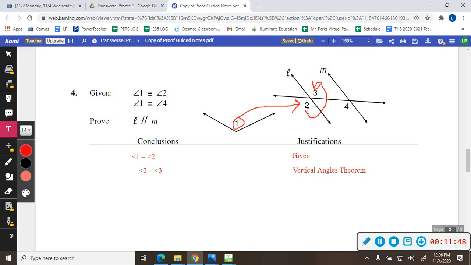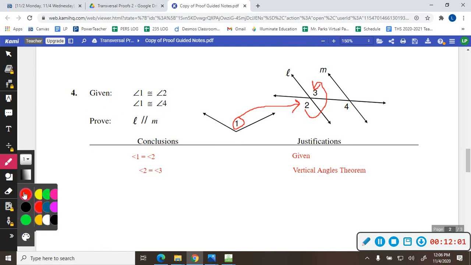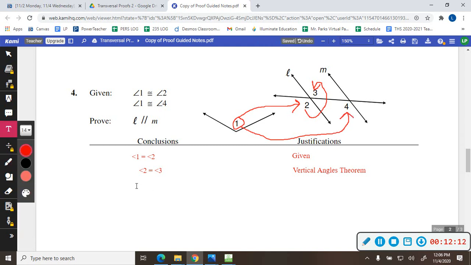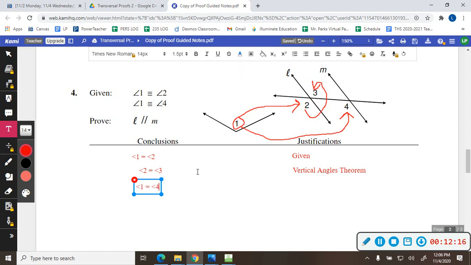Alright, so I also know that 1 equals 4. Okay? So I know 1 is 4. So what I could do, I'm going to put that down actually, that 1 and 4 are the same by the given. So I'd say angle 1 is congruent to angle 4. How do I know that? By the given.